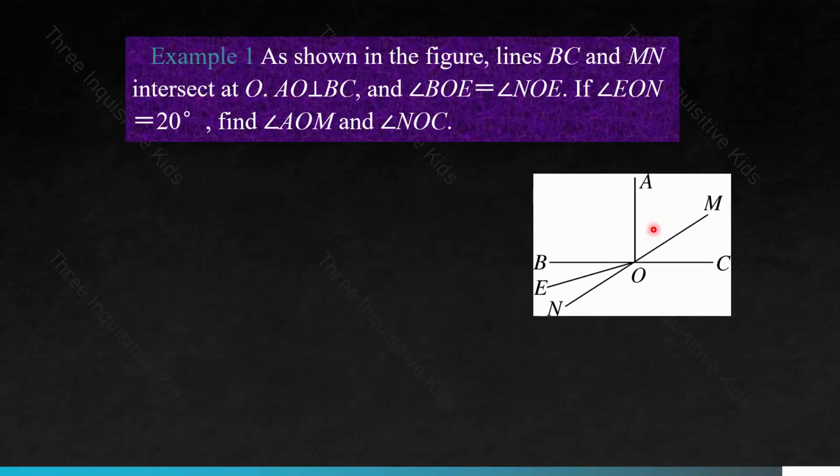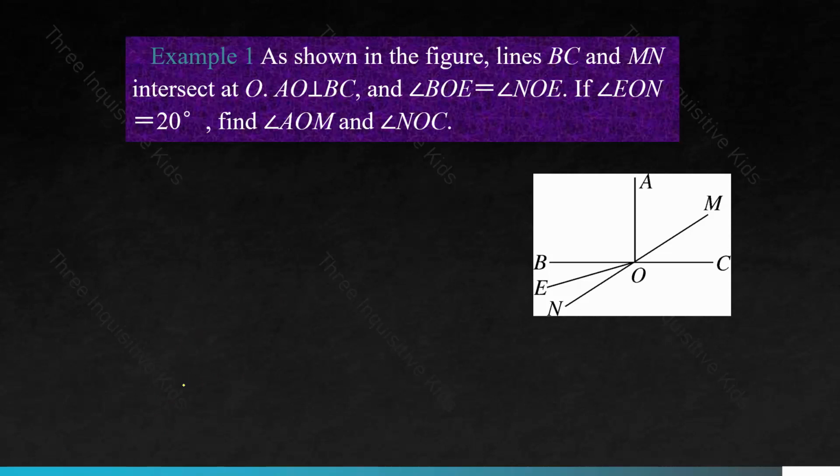Let's do a problem. As shown in the figure, lines BC and MN intersect at O. AO is perpendicular to BC and angle BOE is equal to angle NOE. If angle EON is equal to 20 degrees, find angle AOM and angle NOC.